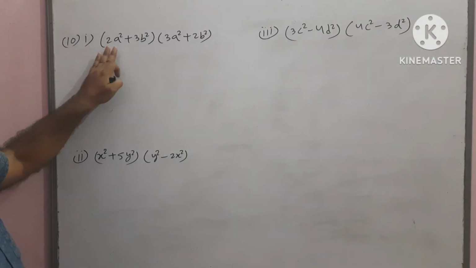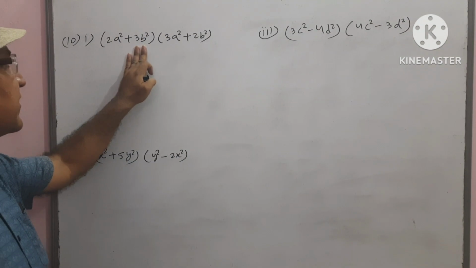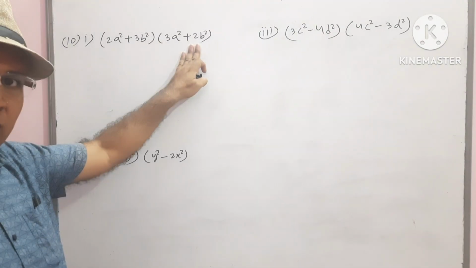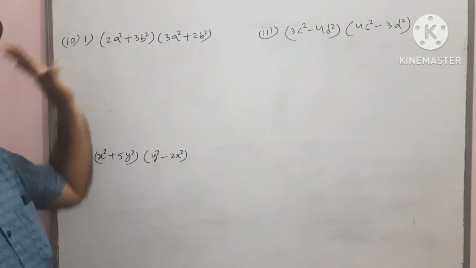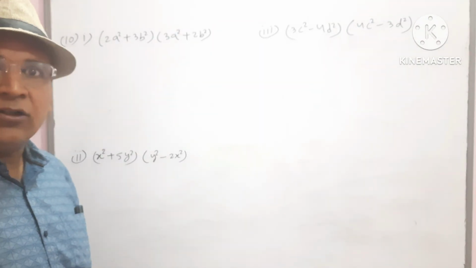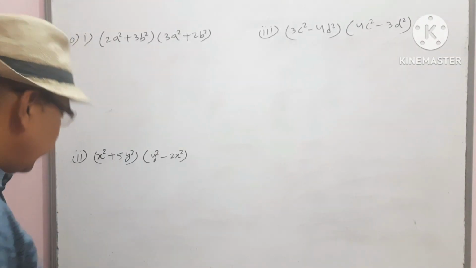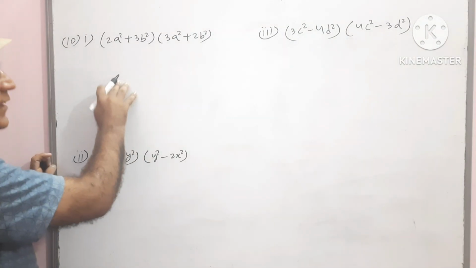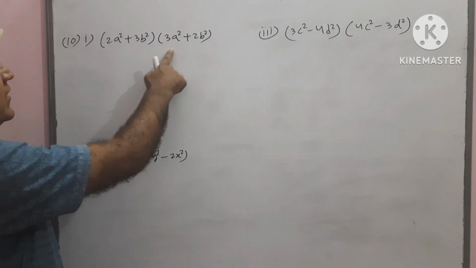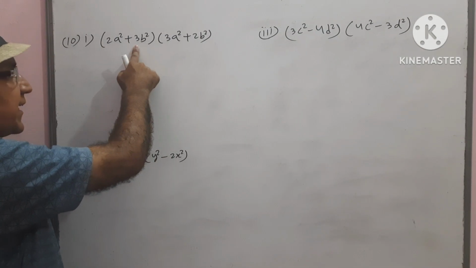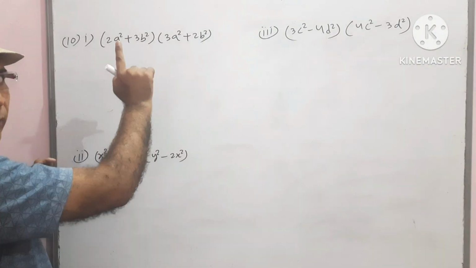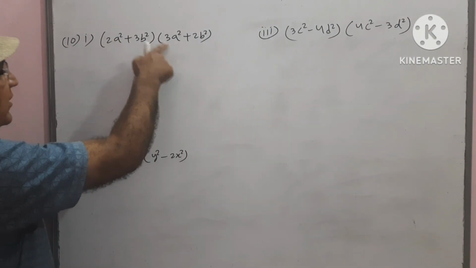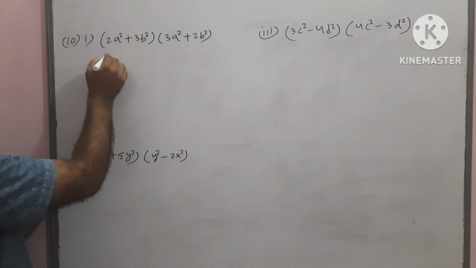First part is 2a square plus 3b square multiplied with 3a square plus 2b square. Again, no term is similar here, so we cannot use the identity. We will do it by simple multiplication method. And what is the method? First term is multiplied with both, then second term is also multiplied with both. See how. 2a square is multiplied with 3a square.